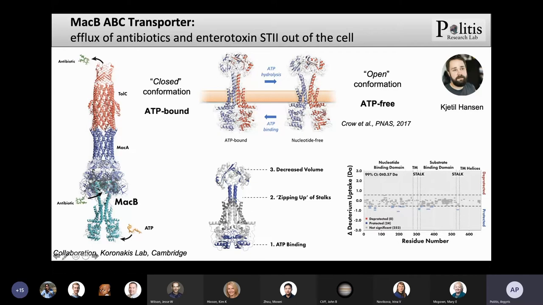When ATP is bound, there is conformational zipping of the transporter towards a closed state. By comparing in HDX, we can see the excessive blue regions, both in the mid part of the transporter and also on the top and the bottom. That is consistent with the difference between the two crystal structures, and it is quite a good example of how the method can capture this dynamic effect of ATP binding on the MacB transporter.